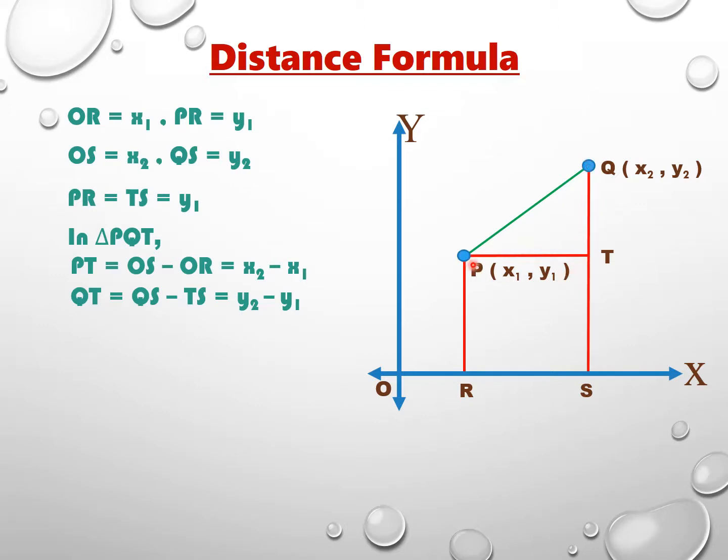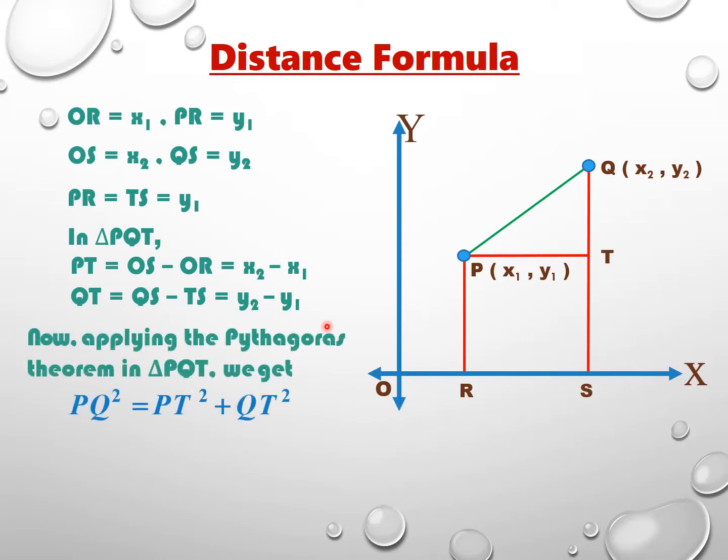So, let us find out the length of PT. PT can be written as OS minus OR, because the length OS minus OR is PT, that is equal to RS right here. Therefore, from the above values we can say x2 minus x1. Again, QT can also be calculated as QS minus TS. This QS minus TS will be QT. Let's put the values and it will come out as y2 minus y1.